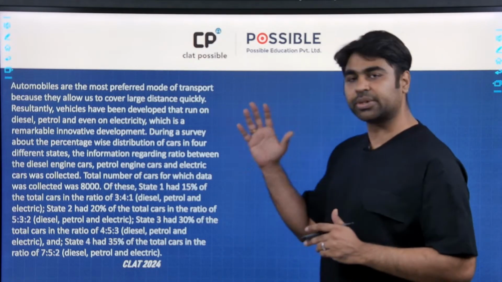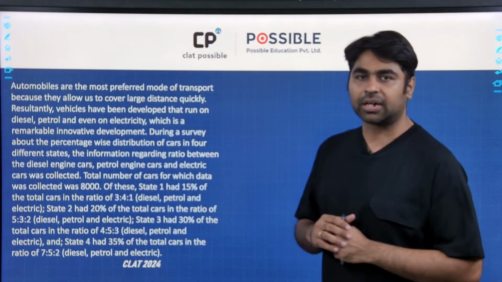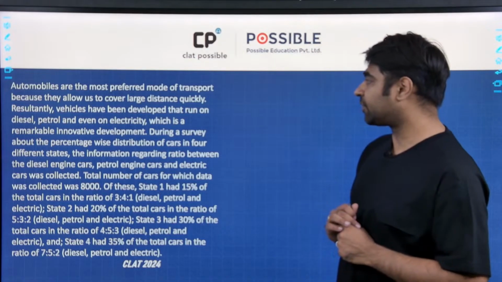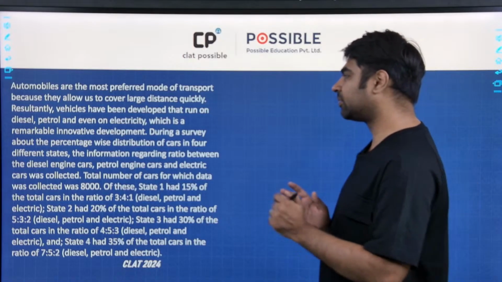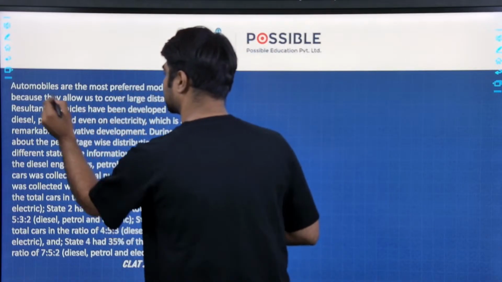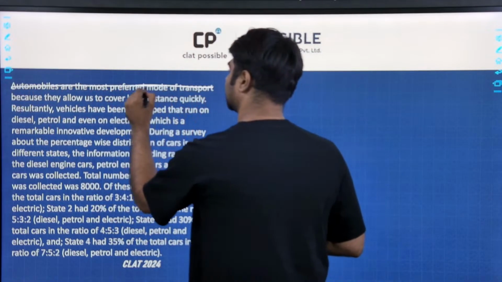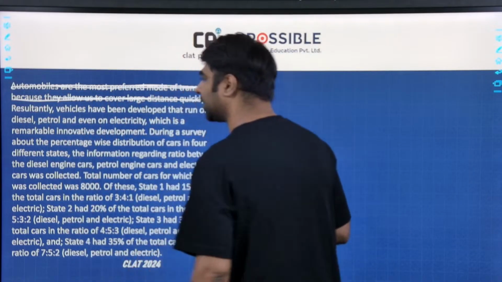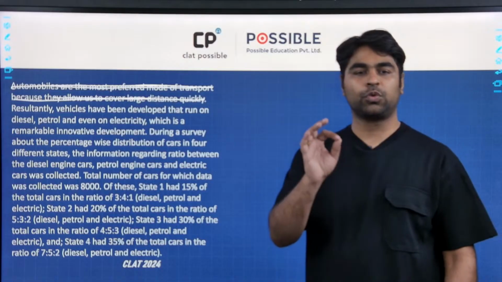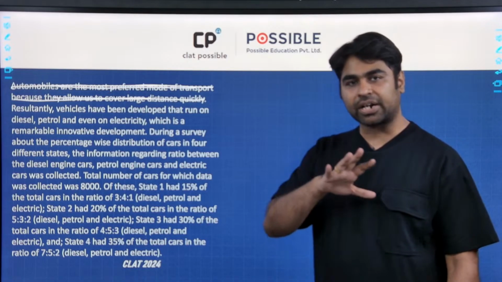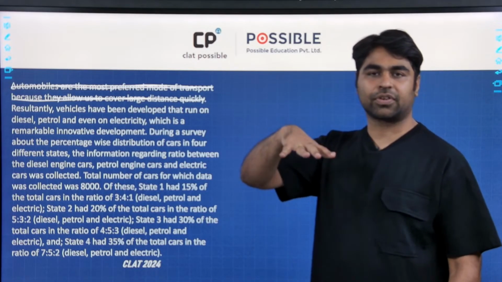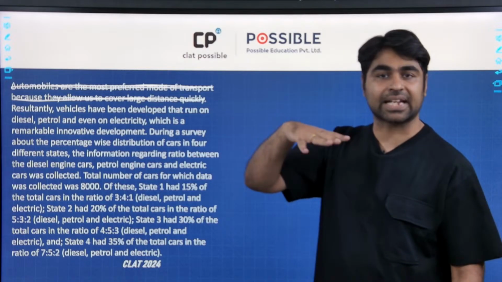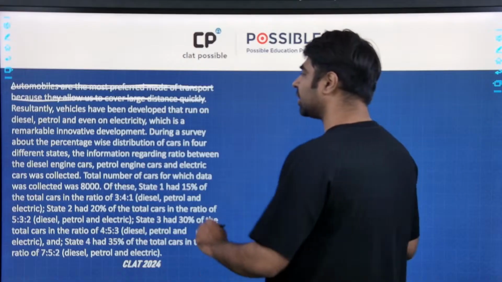So now let me read the actual caselet question of CLAT 2024 for you. Automobiles are the most preferred mode of transport because they allow its all story. So just ignore the story as of now. This part of the question could have been ignored. What do we call it in English? It is called superfluous information. Some information that you could have eliminated by using the skimming or scanning process is what we call it, right?